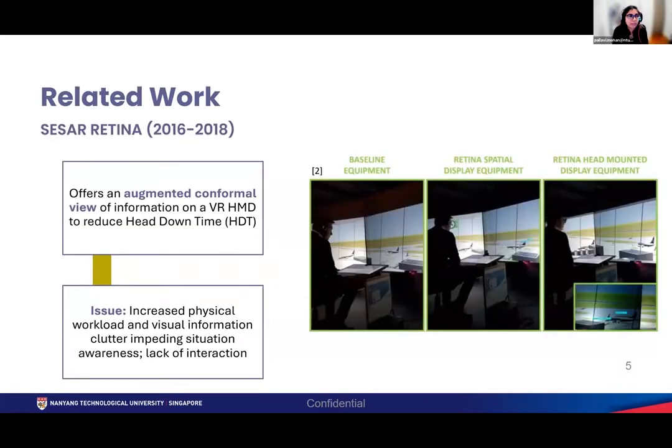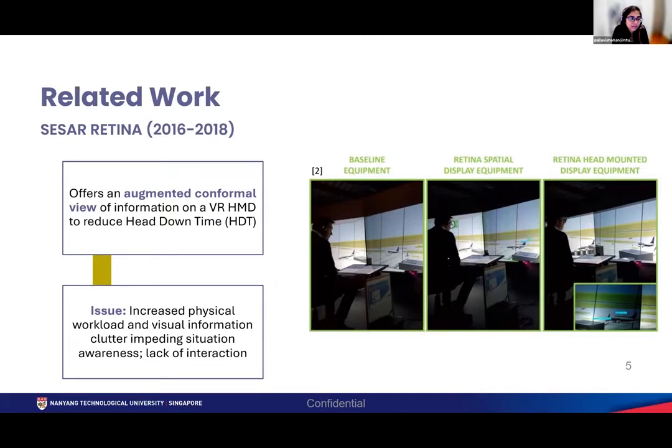First of all, CESA Retina is a 2018 project that explores using both virtual reality and augmented reality to provide a conformal visual representation of the out-of-tower view along with relevant information. Now, this is a very interesting project created quite early on using very emerging technologies that are actually more mature today than they were in 2018. That is how fast they've been evolving.